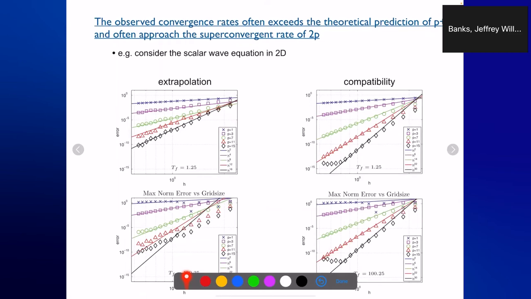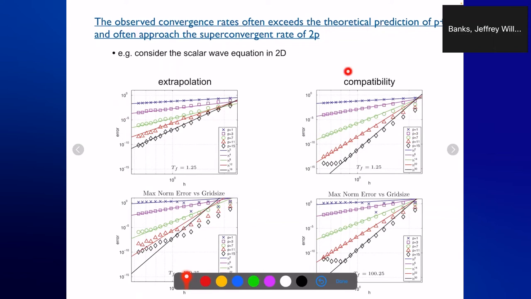So what is the gain you get? Well, on the left is if I use this extrapolation closure, and on the right is if I use these compatibility conditions. I should say this is a wave equation in two space dimensions. If I do the extrapolation, I get exactly the theoretical prediction of P plus one. So the standard finite element theory will tell me that I get order P plus one in this case. So here I'm getting order P plus one, which is fine. If I use compatibility conditions, on the other hand, I get 2P, right? Which is quite a lot better.